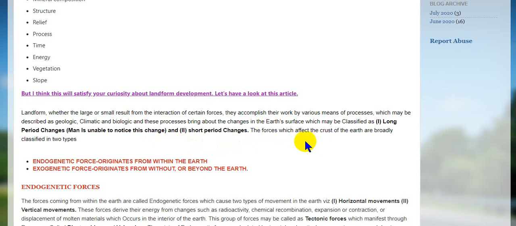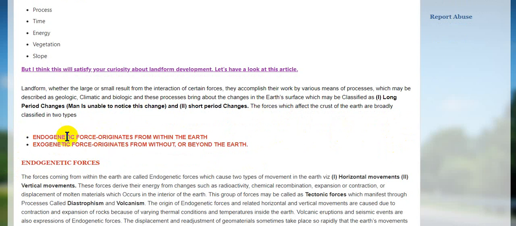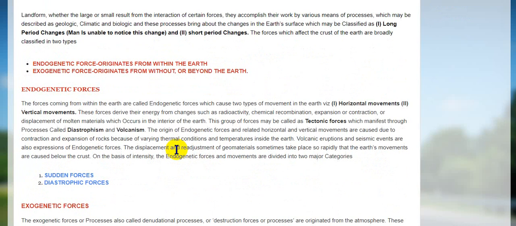The forces which affect the crust of the earth are broadly classified into two types. The two types of forces involved in landform development are endogenetic force, which originates from within the earth, and exogenetic force, which originates from outside or beyond the earth. Now let's have a look at endogenetic forces.